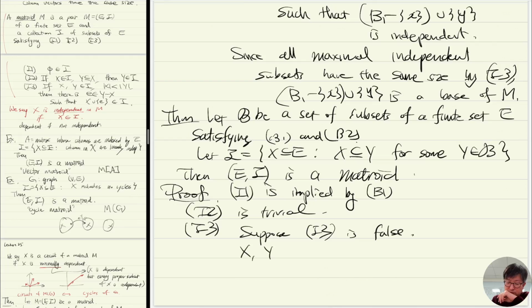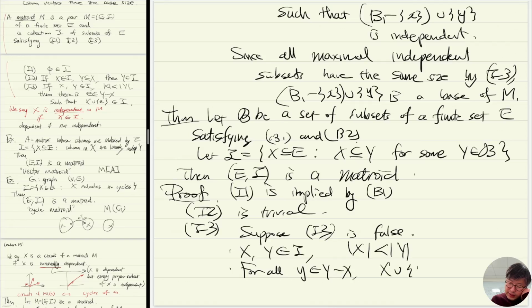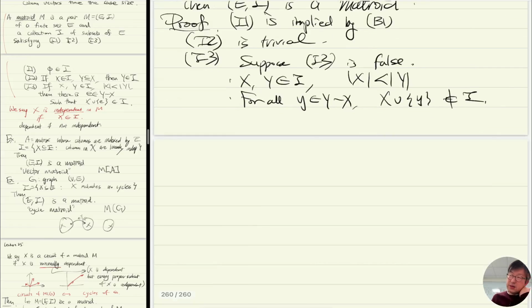Then there's an x, y in I, size of x is less than size of y, and for all y in y minus x, x union y is not in I. All right. Now, we need to prove that this is not the case.